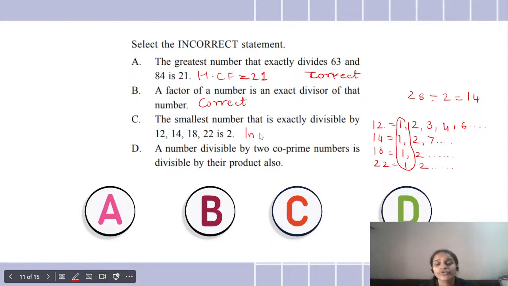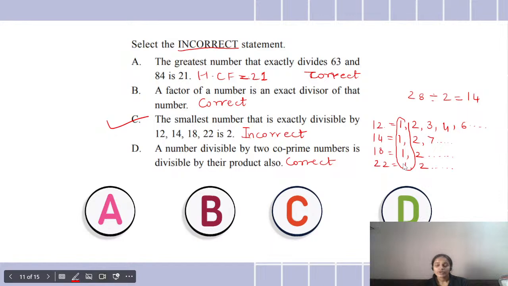This is what we had to observe over here. It was a bit tricky, but if you would have read it correctly, you would have come to know that the third statement is incorrect, whereas the last one is also correct. So only the third statement, that is C, was incorrect. Option C is the answer to my question, because they have asked me the incorrect statement. They have not asked me which is the correct statement. Incorrect statement is C, because the common number that exactly divides all of these numbers is 1 and not 2.